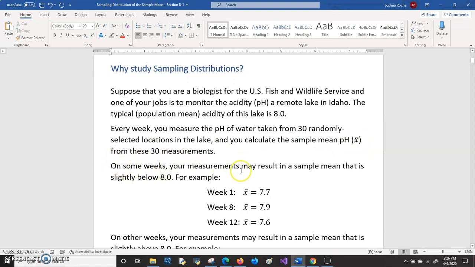On some weeks your measurements may result in a sample mean that's slightly below 8.0. So for example, let's say that on week 1 you get your 30 measurements and the mean pH that you get is 7.7. Or maybe like on week number 8 you get your 30 measurements, you calculate the mean pH and it comes out to 7.9. So that can happen even though the typical pH of the lake is 8.0. You can take a few samples and then you find the mean and it's not quite 8.0. It might be something below it.